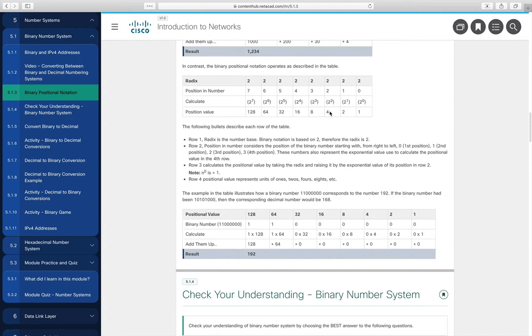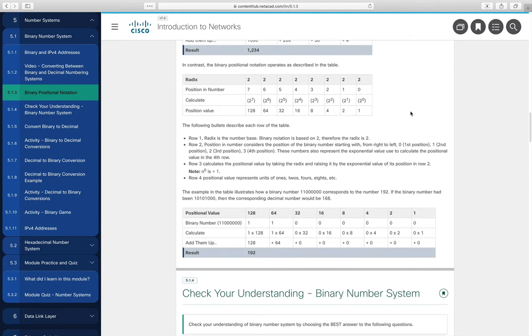Once we get to this point, you can still calculate the powers, but 2 to the third is 2 to the 2 times 2. So we can go 4 times 2 is 8, 8 times 2 is 16, times 2 is 32, times 2 is 64, times 2 is 128. Whichever way makes the most sense to you.